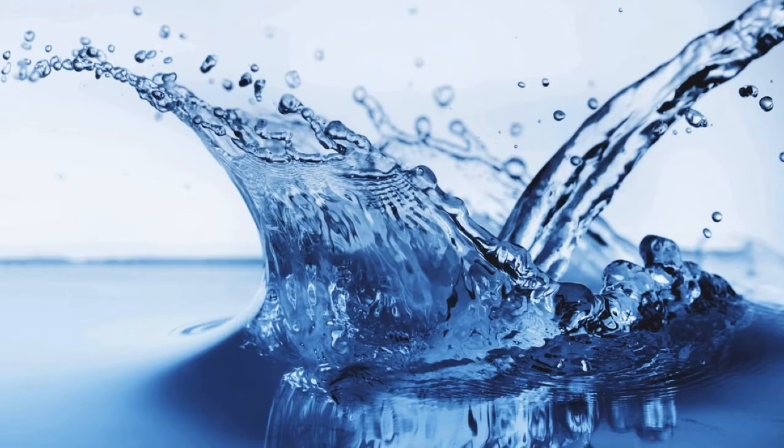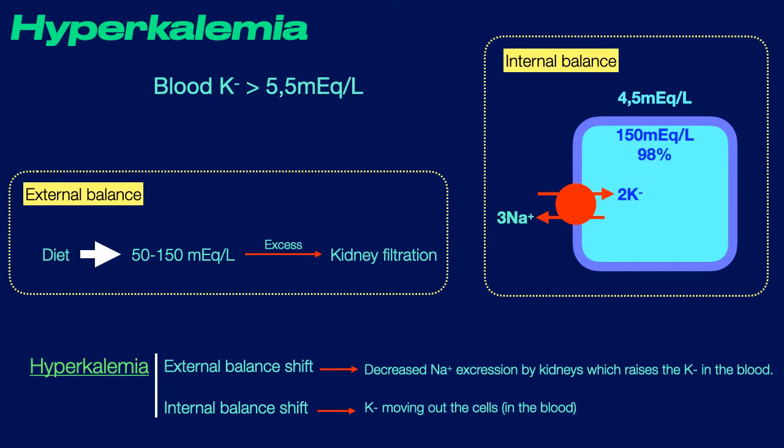Alright, so after reviewing hypokalemia, here we have the opposite situation, which is hyperkalemia, or an excess of extracellular potassium that goes over 5.5 milliequivalents per liter.